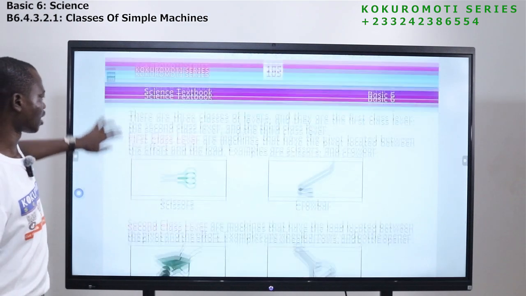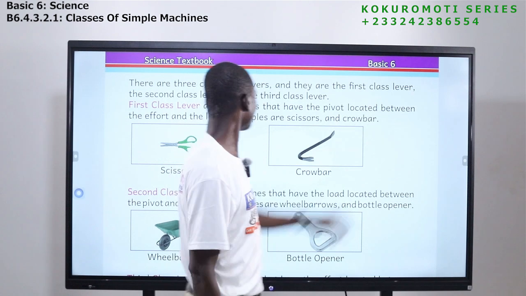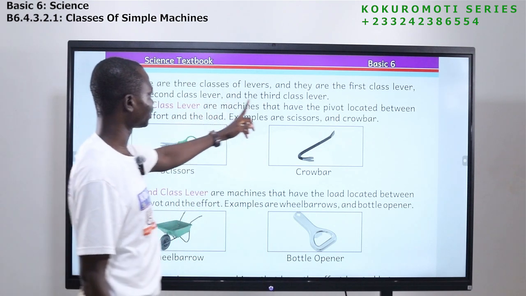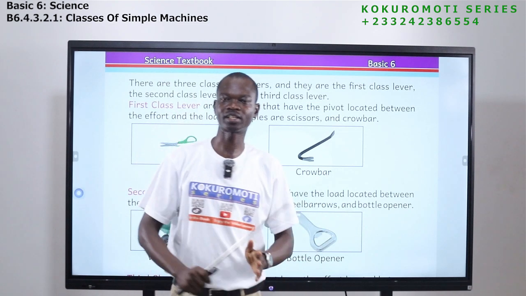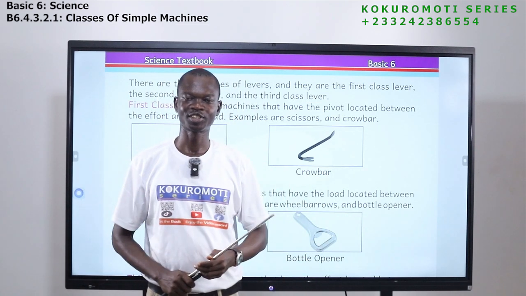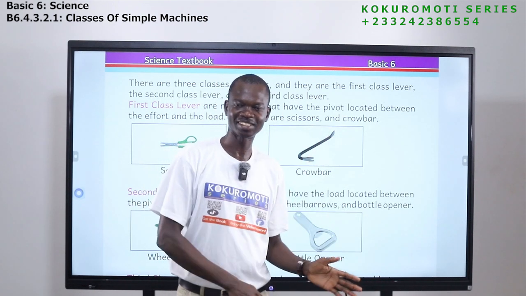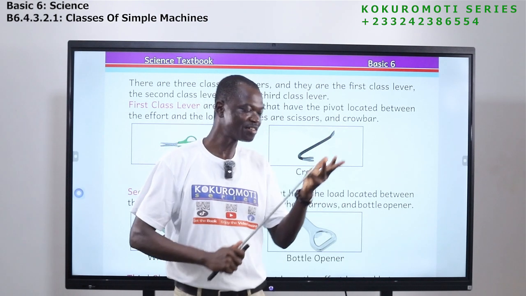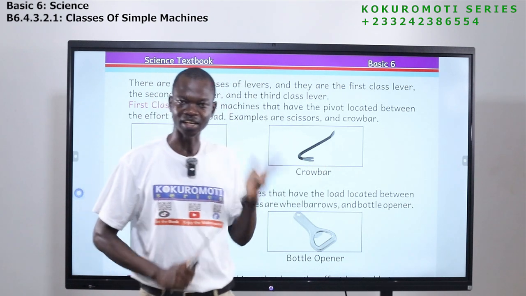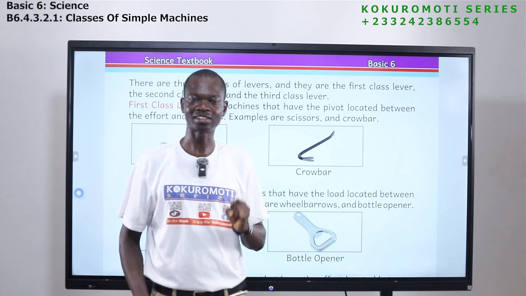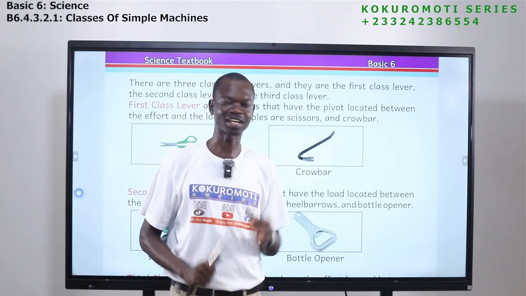Okay. Now, there are three classes of levers, and they are the first class lever, the second class lever, and the third class lever. Even among the examples of levers, we have different classes. So we have classes of simple machines and then classes of levers. Classes of simple machines are the levers, pulleys, inclined plane. And then if you take levers, we have classes. We have first class lever, second class lever, and then third class lever. So let's look at them.